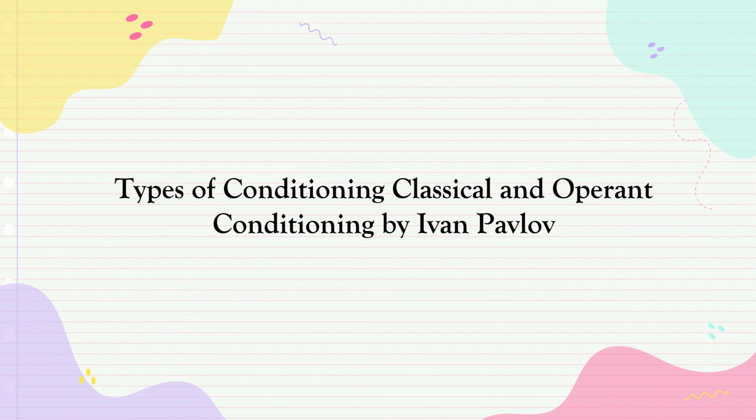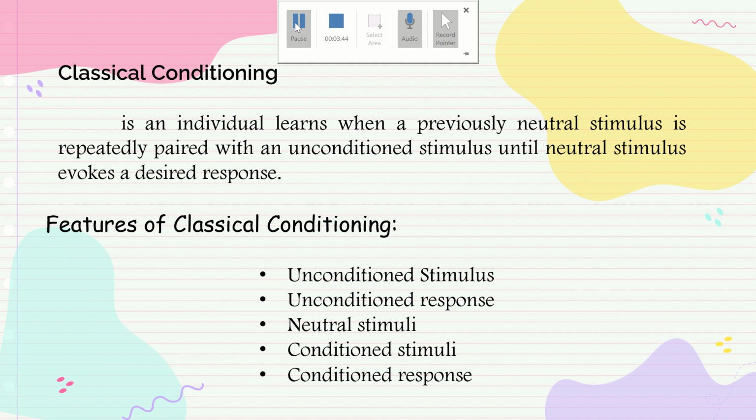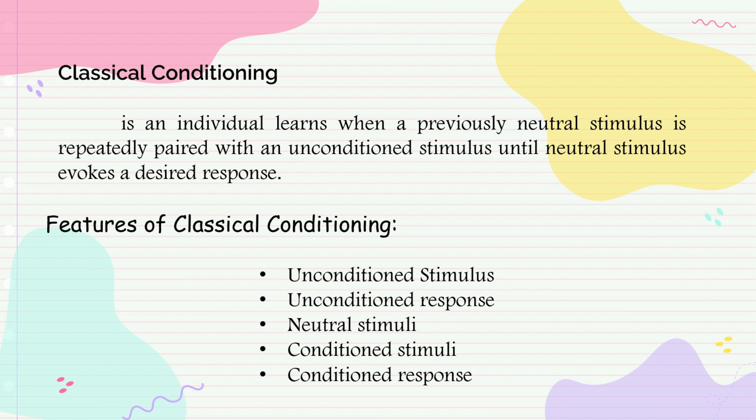Next are the types of conditioning, classical and operant conditioning, by Ivan Pavlov. The first is classical conditioning. An individual learns when a previously neutral stimulus is repeatedly paired with an unconditioned stimulus until the neutral stimulus evokes a desired response. This is the classical conditioning of Ivan Pavlov.